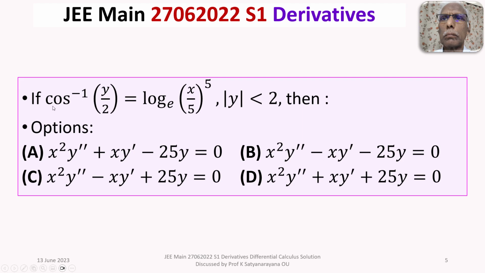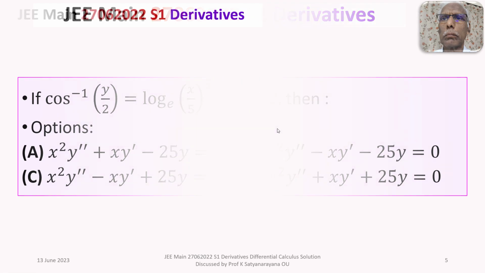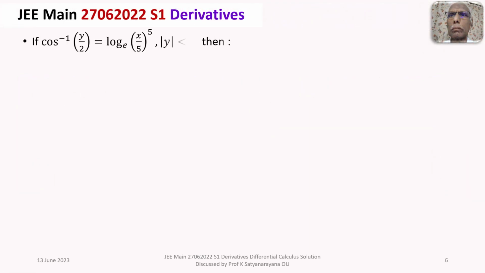We are given cos inverse y by 2 is equal to log of x by 5 whole to the power of 5 to the base e, when mod y is less than 2. Then we have to differentiate twice and obtain a true relation from among the four options. That is the given question to us.